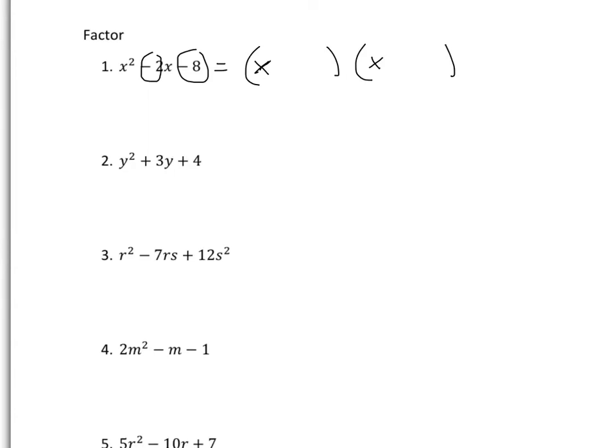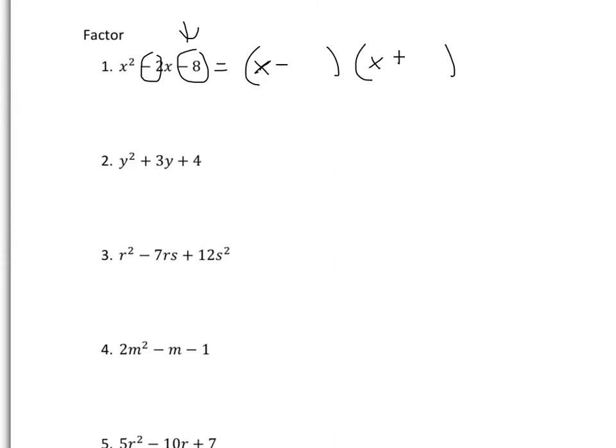One simple trick is to look at the sign of the C. If the sign is negative, then you're going to have one positive number and one negative number, because they have to multiply to be negative. If it is positive, then they're going to have the same sign. So that'll be helpful for us. We know we've got one minus and one plus here. Now, what are the possible numbers that multiply to negative 8? Well, we know negative 1 and 8, or negative 8 and positive 1, 4 and 2, and the other way around, 2 and 4.